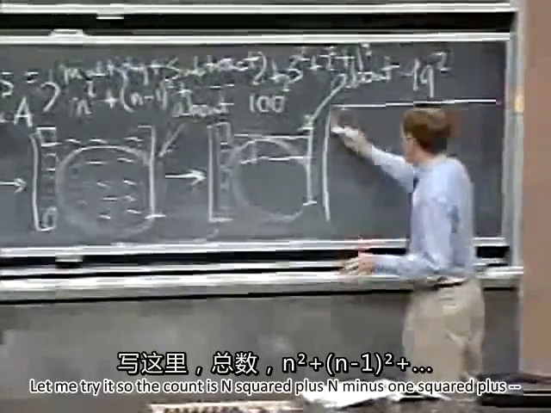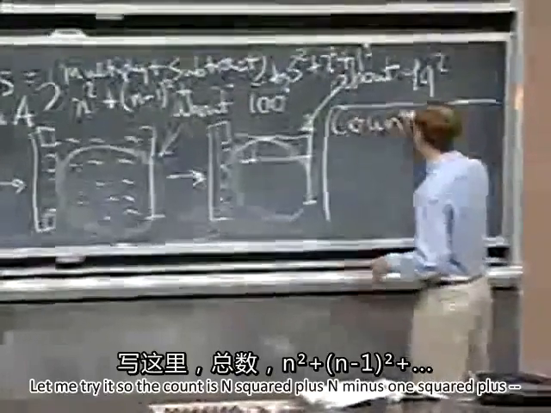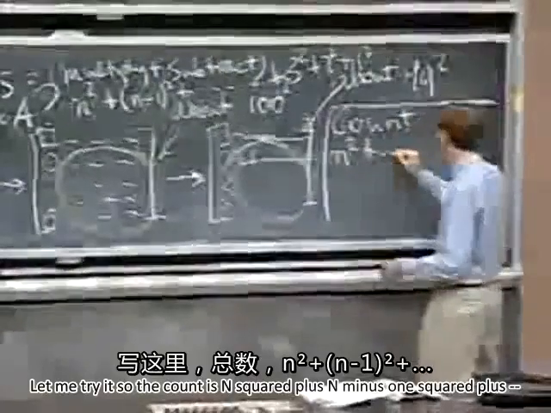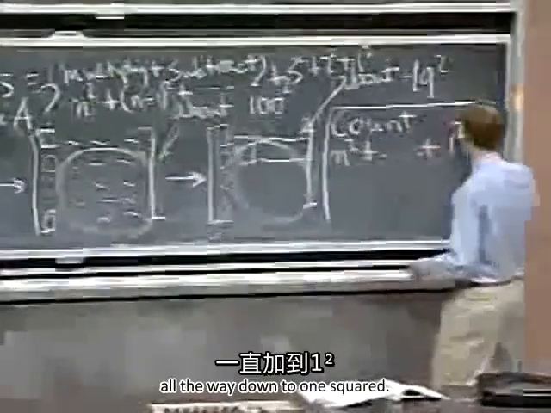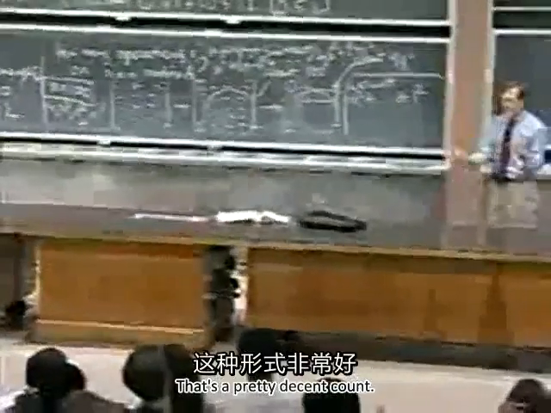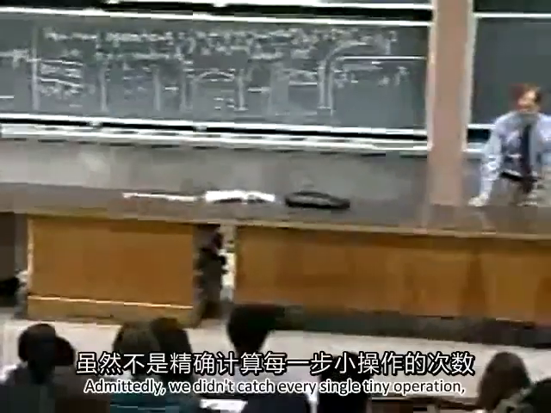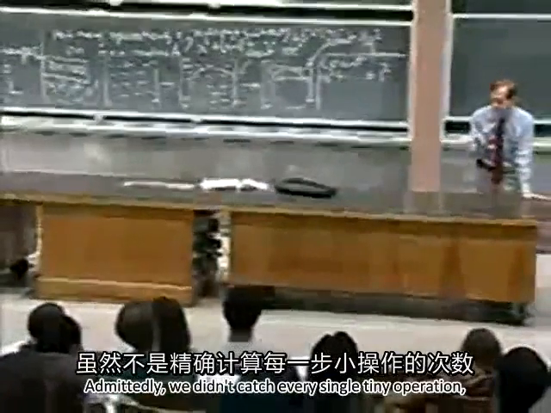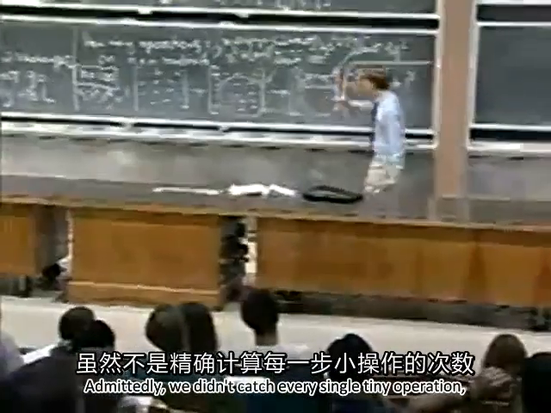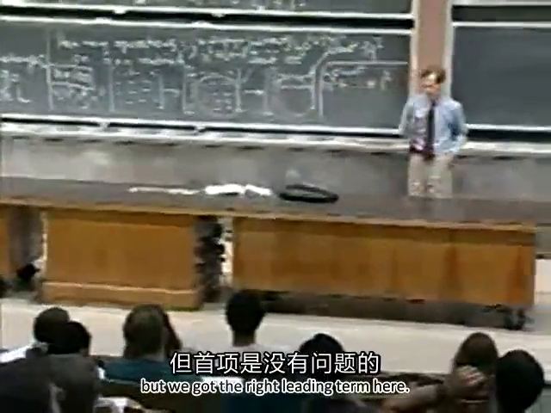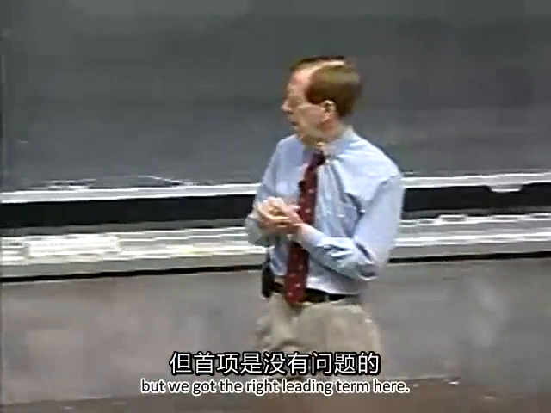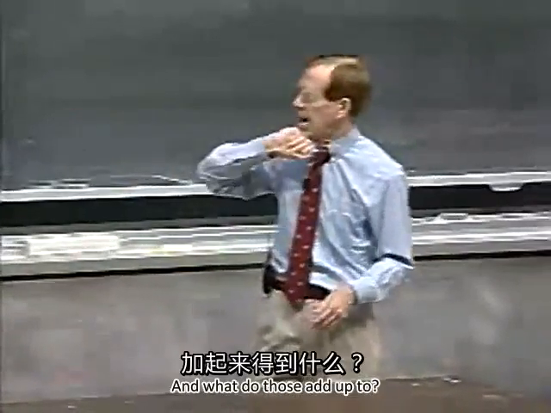So the count is n squared plus n minus 1 squared plus all the way down to 1 squared. That's a pretty decent count. Admittedly, we didn't catch every single tiny operation, but we got the right leading term here. And what do those add up to?